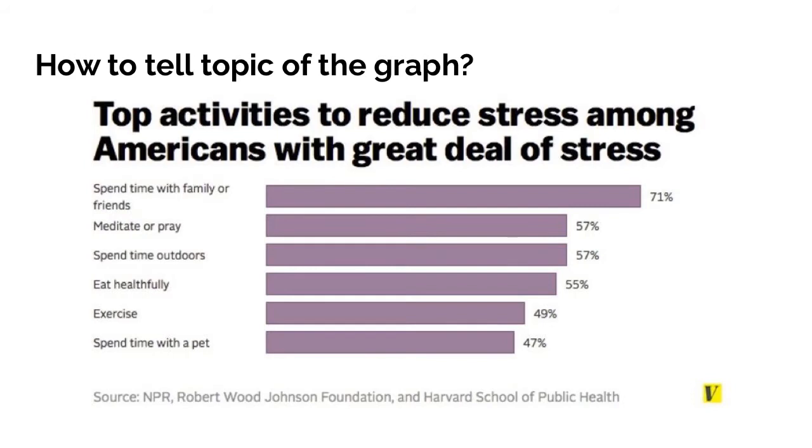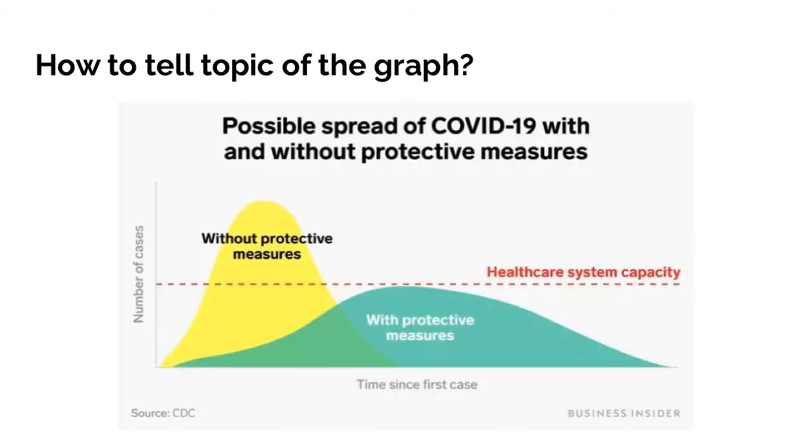Well, first, let's look at the title. The title says, Top Activities to Reduce Stress Among Americans with a Great Deal of Stress. Wow, that's a really long title. And I can see, if I look at this graph, that there are percentages and that there are different activities that individuals might do to reduce stress, like meditate or pray, eat healthily, and exercise. So if I was going to say what the topic of this graph is, I could say the topic of this graph is ways that Americans reduce stress. Perfect.